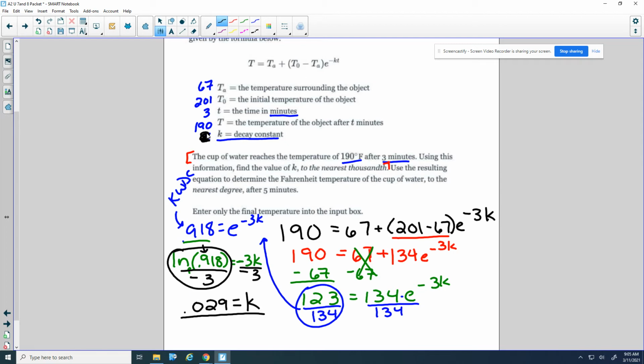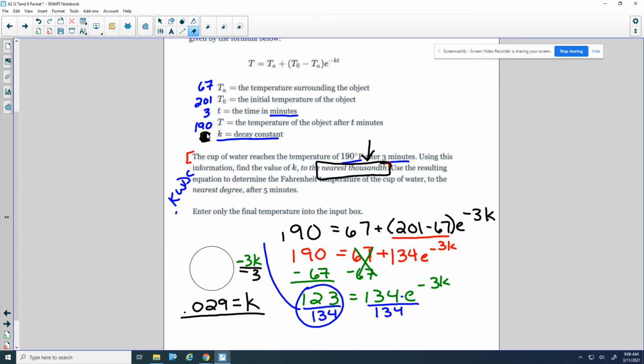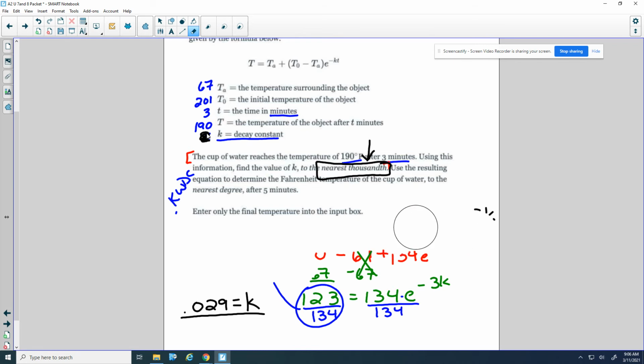Now, a little differently than what we've talked about before, this problem tells me to round that number to the nearest thousandth. So that's fine. I can round that to the nearest thousandth, and I'm going to use the 0.029 because I was directed to in the problem. To do the next part, it says use the resulting equation to determine the Fahrenheit temperature of the cup of water to the nearest degree after 5 minutes. Room-wise, I'm going to have to erase. You should be able to write this below. All of this information I just did is working towards finding the value of k, so that's the part I'm going to keep here.